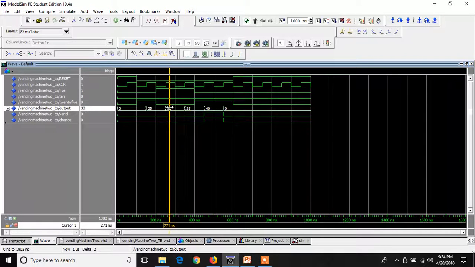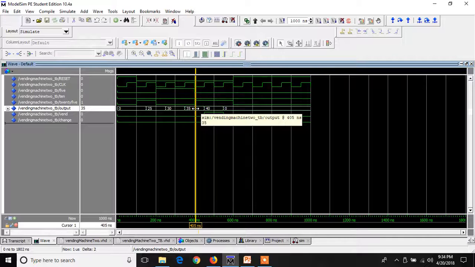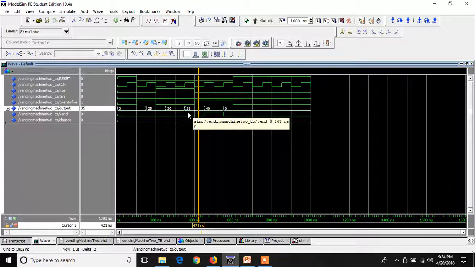And then after 30 cents, I insert another nickel, goes to 35. And then after 35, I insert a 25 cent. And after that 25 cent, 35 plus 25 is 60 cents. So actually, there's 60 cents in the machine, and the machine owes change now.